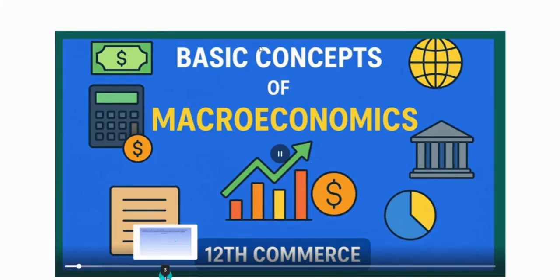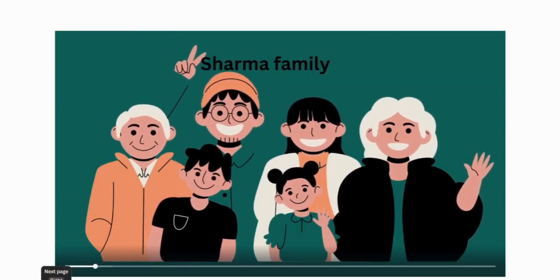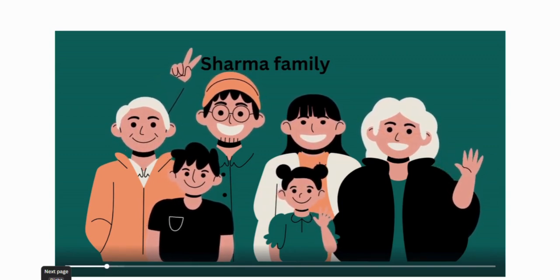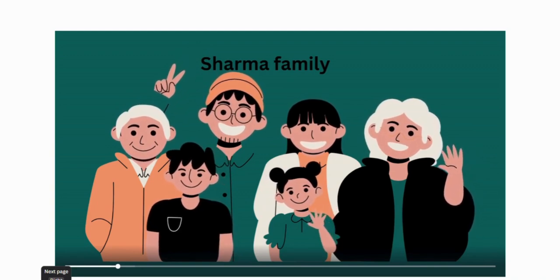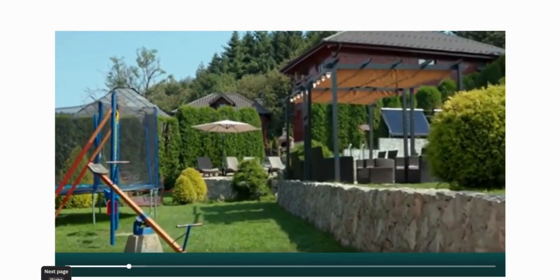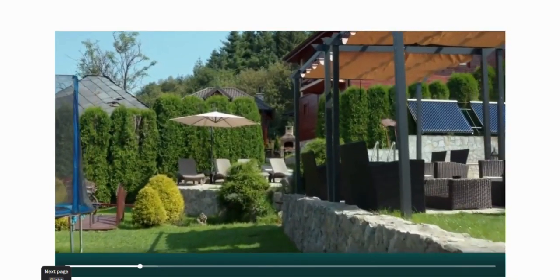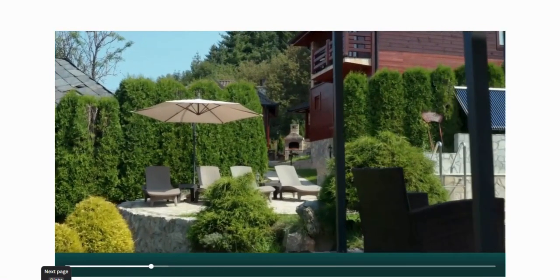Let us start new basic concepts of macroeconomics. Before we start with the textual definition, let us take an example of Sharma family. Consider Sharma family as population of India and consider their house as India. So this is the domestic territory for Sharma family, wherein without anyone's permission they can move freely.